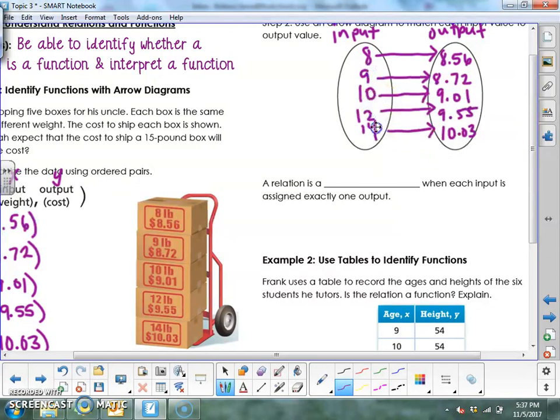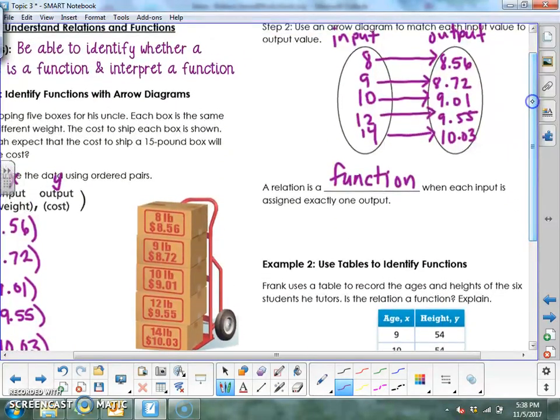So since each one of these inputs has their own arrow going to only one specific output, we say that it is a function when each input has exactly one output. And that's the definition of a function. So sometimes you're going to notice that you have an input that maybe has 2 arrows going from maybe 8 to 856 and 8 to 872. If that happens, then that would be considered not a function.